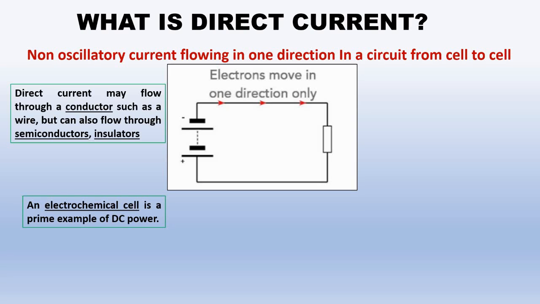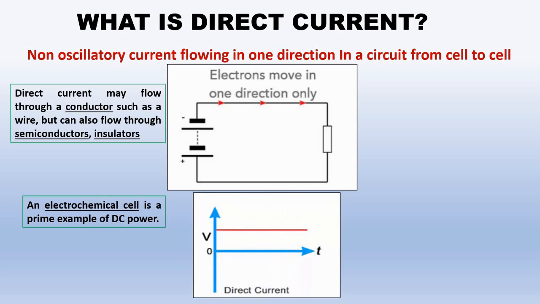An electrochemical cell is a prime example of DC power. Like we have studied, the battery is nothing but a cell, and it is an electrochemical cell. So this cell is an example of DC power. Through this cell, the direct current flows.